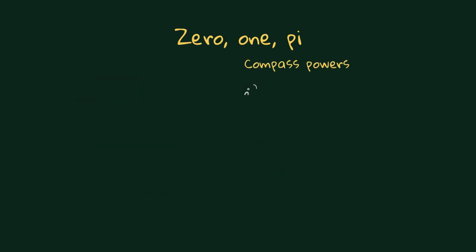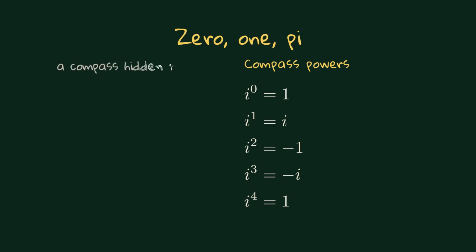The powers of i run in a loop. i to the 0 is 1. i to the 1 is i. i to the 2 is -1. i to the 3 is -i. i to the 4 is 1 again. It is a compass hidden in algebra.